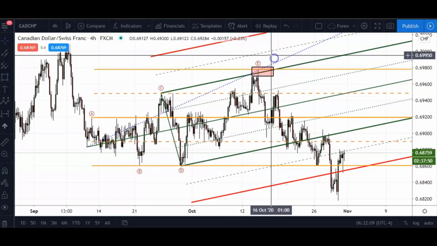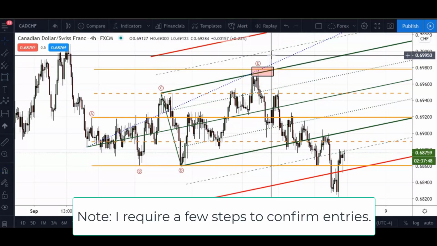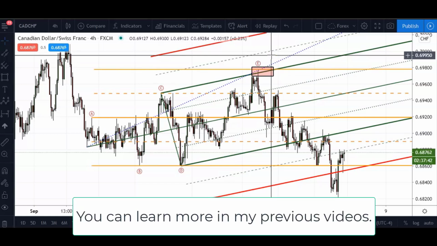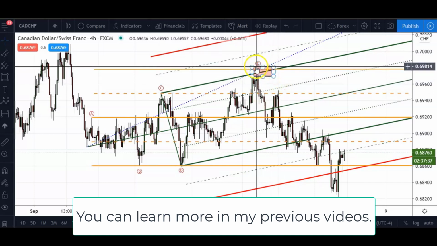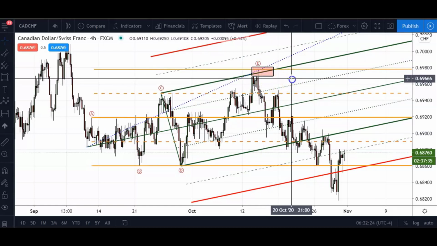Obviously there's more to this, guys. We don't just jump into a trade, we look at other things like momentum divergence, reversal candlestick patterns, and so forth before we would enter. But that's how you would, with an expanding triangle, figure out where an E wave might end.